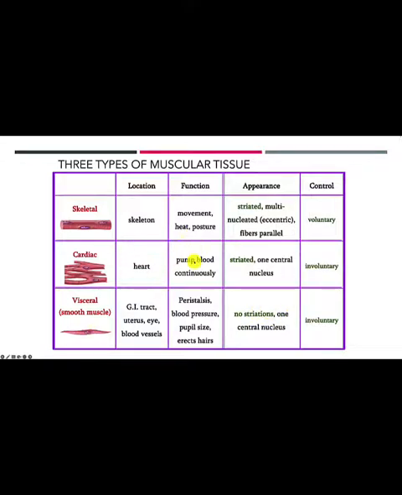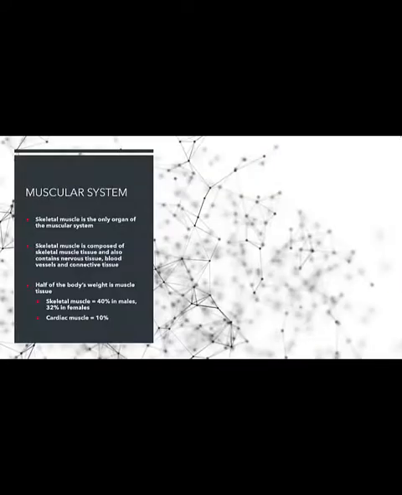So that's just a basic, hard and fast way to appreciate the three different types of muscles we can be talking about when it comes to exercise. Now, skeletal muscle is the only organ in the muscular system. So it's its own entity, and it is composed of a tissue that also contains neurons. You guys know that. We have alpha neurons. We have motor units. They contain blood vessels.